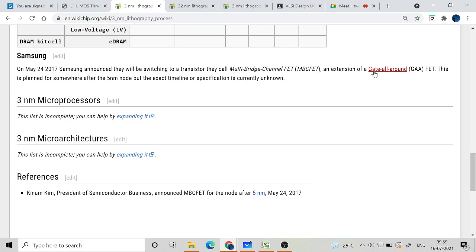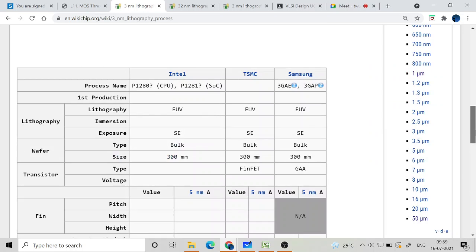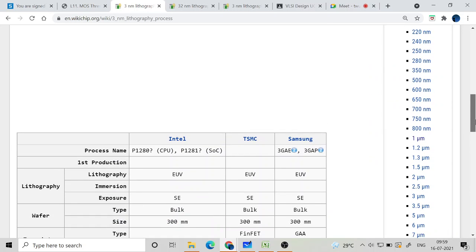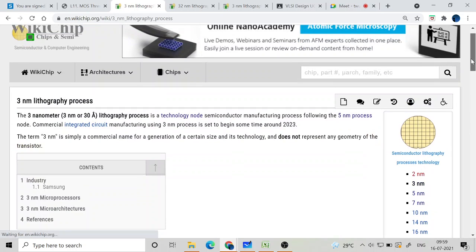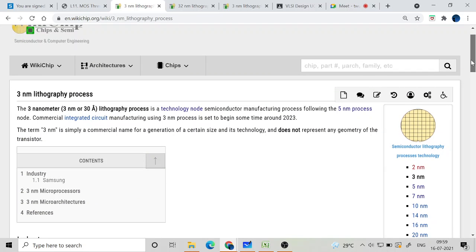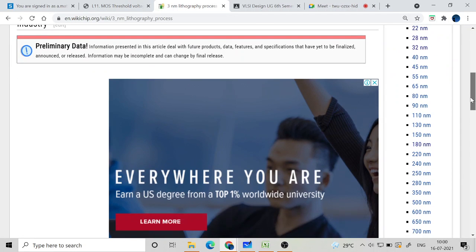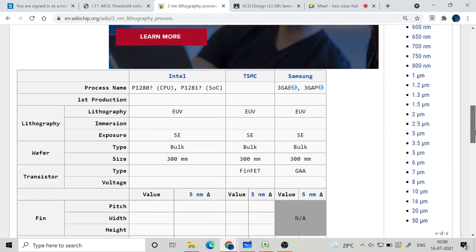Here it is, gate all around FET. That is the most recent device, which is not yet in production, but maybe in 1 or 2 years it will be coming in. Okay, so these are the technology nodes. What we are going to do today is discuss the scaling of MOSFET.